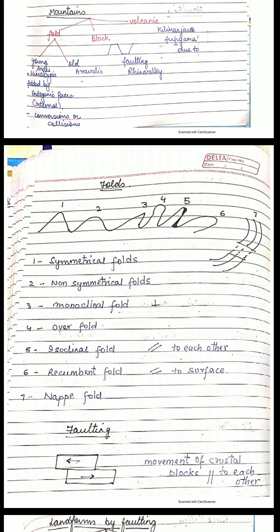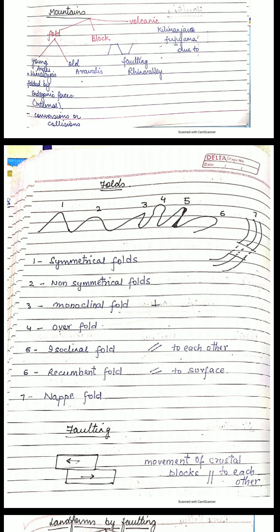Then we have the isoclinal fold. In an isoclinal fold, both sides of the mountain are parallel to each other. You can see point number 5. It is parallel to each other. Whereas in the recumbent fold, both sides are parallel to the surface. How is the mountain to be?